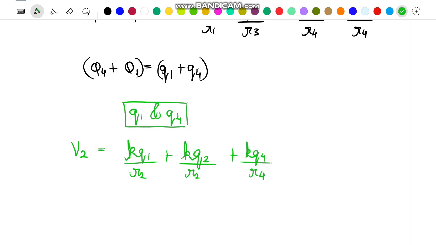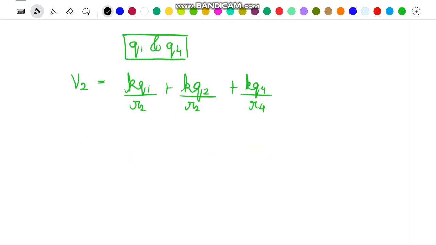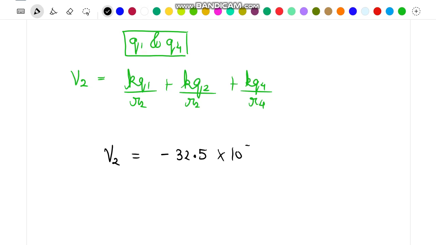Now substituting all the values of Q1, Q2, Q4 and the radii given in the problem, we finally get the value of V2, which on calculation comes out to be equal to minus 32.5 into 10 to the power of 5 volt, which is our desired result.